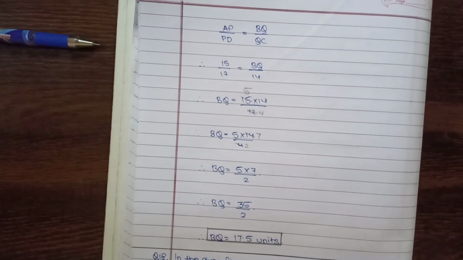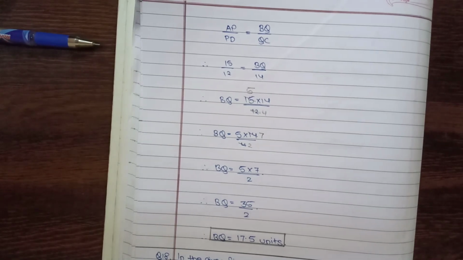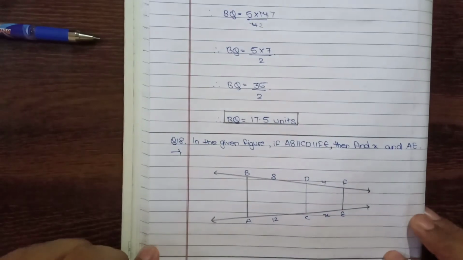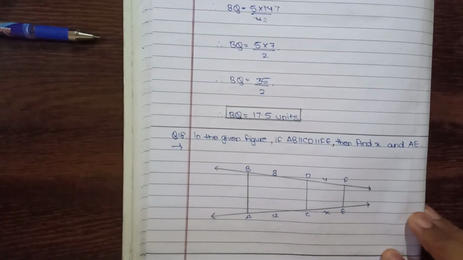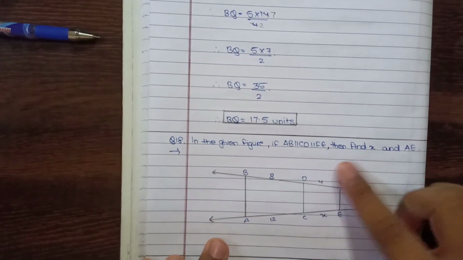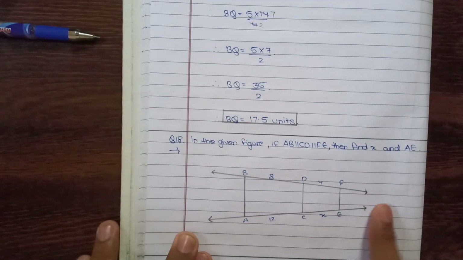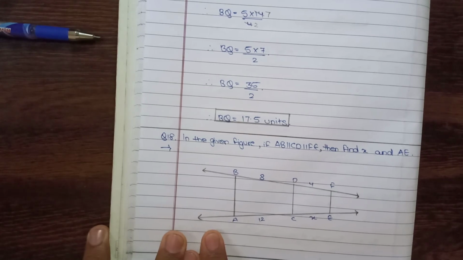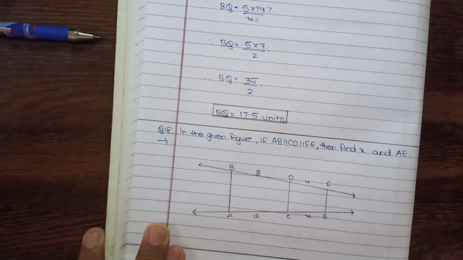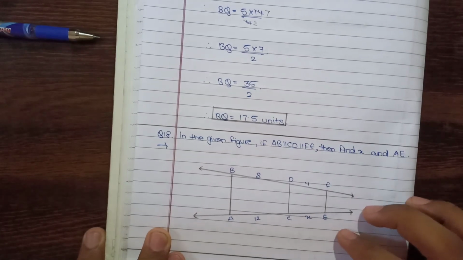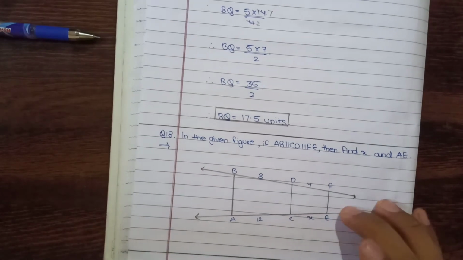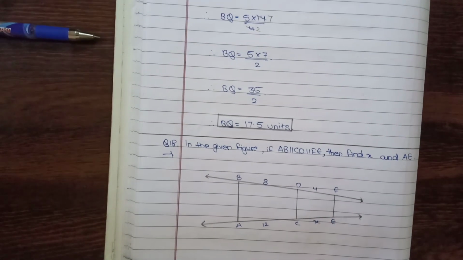Now let us solve the last question of the session, and then we'll conclude our session. So the next example we have is, in the given figure, if AB is parallel to CD is parallel to FE, then find X and AE. So here also we have been given a diagram in which we have three parallel lines. They have been cut by two transversals, and we have also been given their values. So we have to find CE, which is X over here.